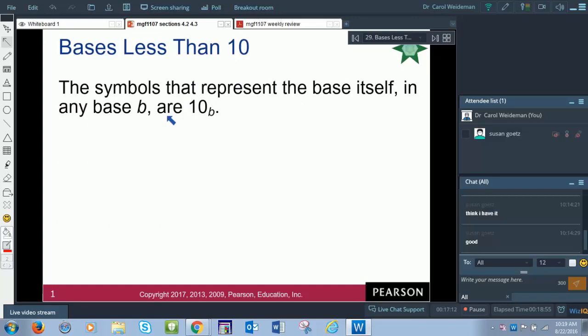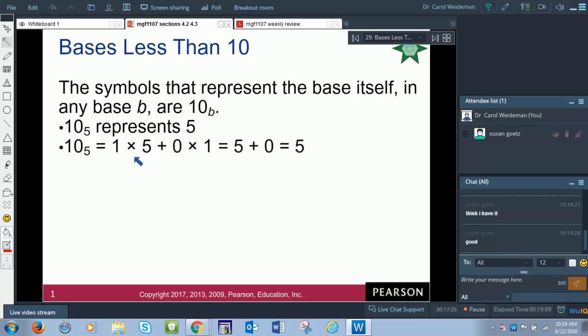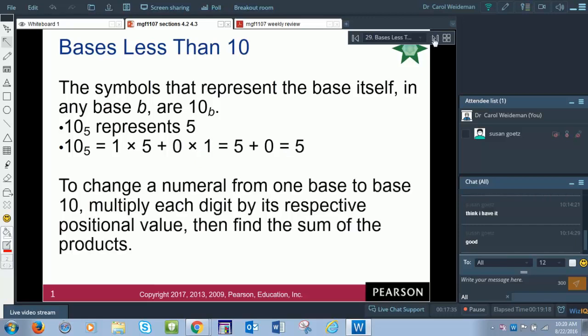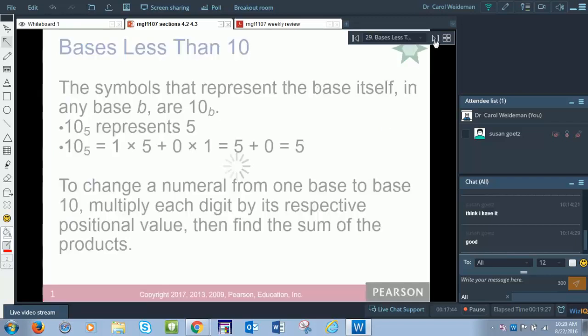And again, the symbols that represent the base itself in any base are written as 1, 0 in base B. So in base 5, this 10 represents 5. If we do the expanded form, you can prove that: 1 times 5 plus 0 times 1 equals 5. To change a numeral from one base to another, multiply each digit by its respective positional value and then find the sum, going to base 10, of those products.